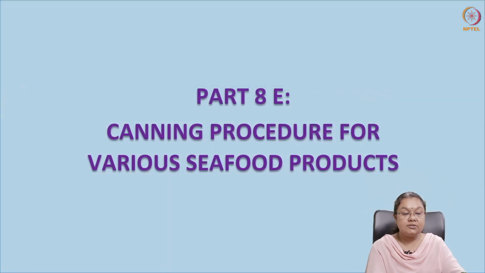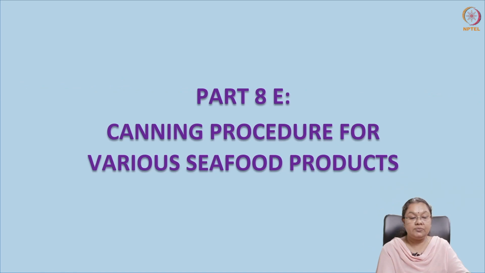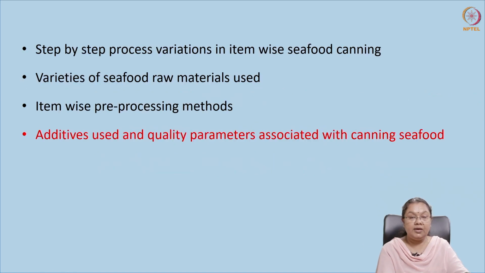We had been discussing the canning procedure for various food products, under which we have completed the step-by-step process variations in item-wise seafood canning. We had also seen what the different pre-processing steps are that need to be adopted to clean the fish at the initial stages, and what the different methods of pre-processing are. In today's class, we are going to discuss additives that are used in the seafood industry during the canning process.